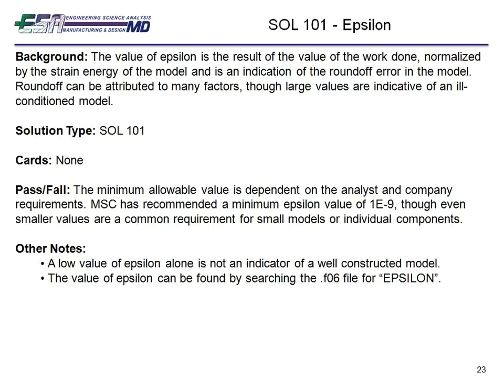The minimum allowable value is dependent on the analyst and company requirements. MSC has recommended an epsilon value of 1e-9, though it should be smaller for small models or individual components. You wouldn't expect an extremely large model to have the same epsilon value as a single component within that assembly. Other notes, a small value of epsilon alone is not an indicator of a well-constructed model, and the value of epsilon can be found by searching the F06 for epsilon.